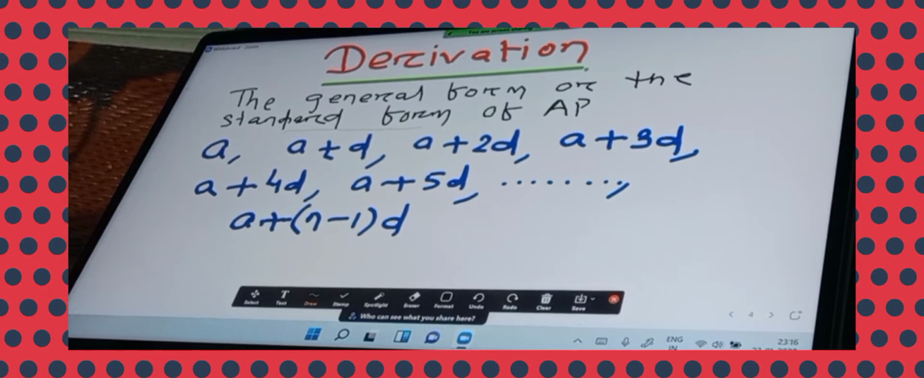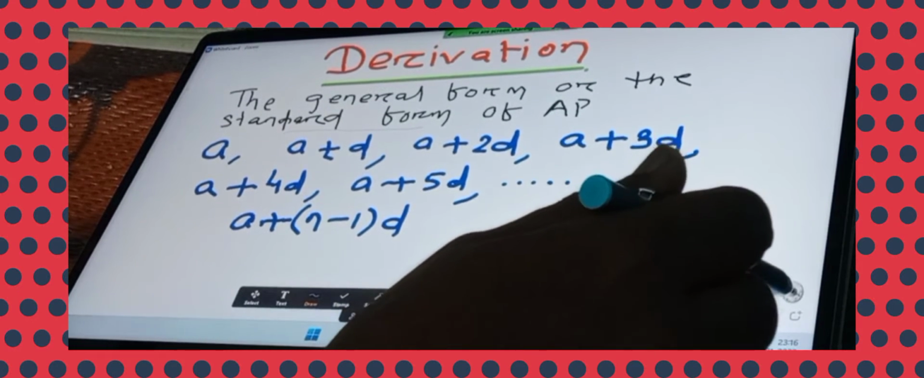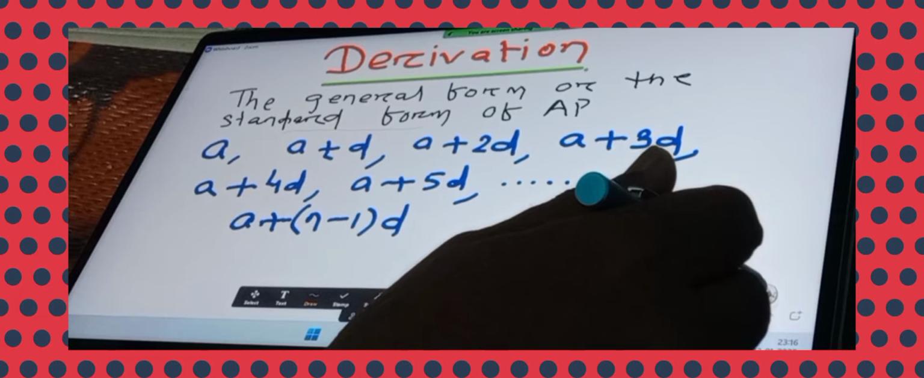In the previous class we have already discussed the general form or the standard form of AP, which is a, a plus d, a plus 2d, a plus 3d, a plus 4d, up to a plus (n minus 1) d. Yes or no? We already discussed, and you have already learned it. Let us write this general form of AP in modified form.